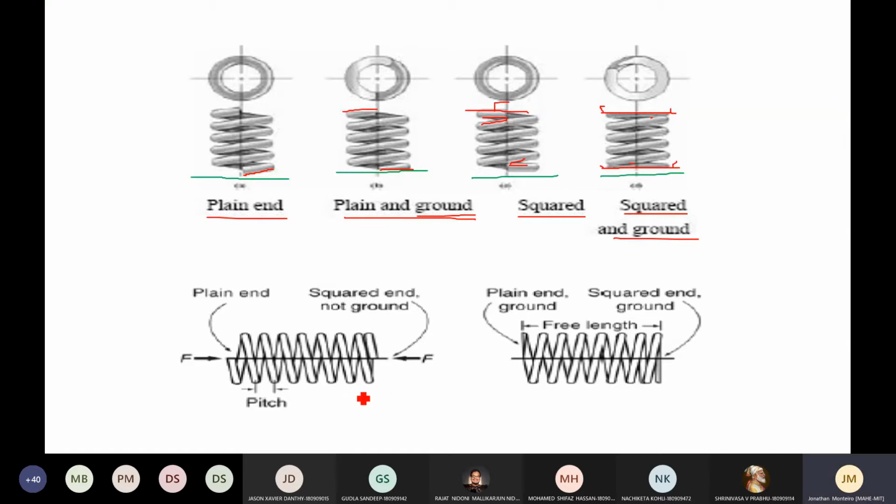Okay, so this is just one more representation of the same four things: square end and ground, plain end ground, and square end not ground. So these are the different types that you can see.